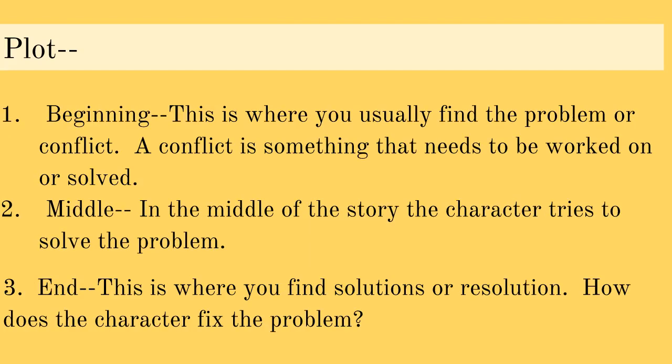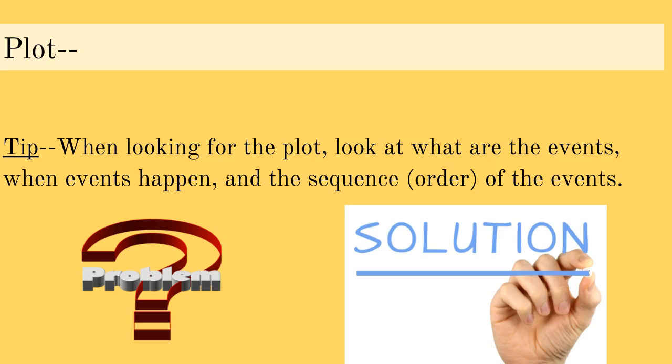Beginning: this is where you usually find the problem or conflict. A conflict is something that needs to be worked on or solved. Middle: in the middle of the story, the character tries to solve the problem. And in the end, this is where you find solutions or resolution. How does the character fix the problem? Tip: when looking for the plot, look at what the events are, when the events happen, and the sequence or order of the events.